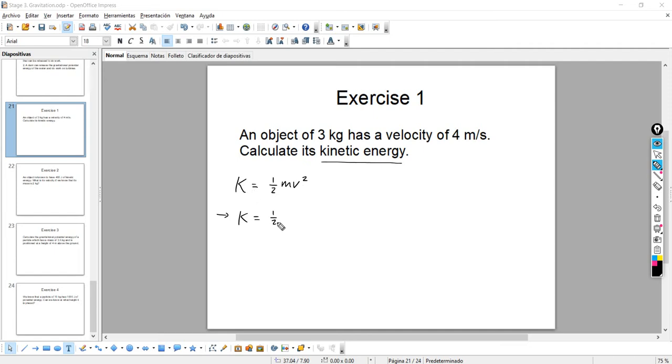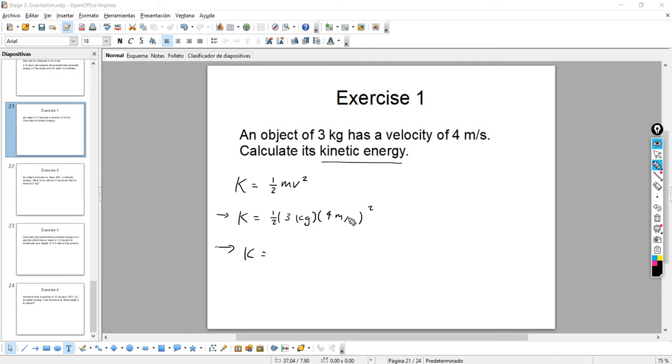So it's just 1/2 times the mass, which is 3 kilograms, times the velocity squared. And the velocity they're telling me is 4 meters per second squared. So that's it. All I need to multiply is 1/2 times 3 kilograms times 4 meters per second squared. So let's multiply all the numbers first. 1/2 times 3 times 4. Just remember that 4 is elevated to the square.